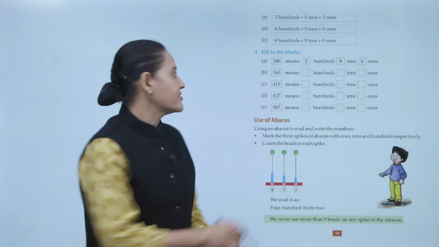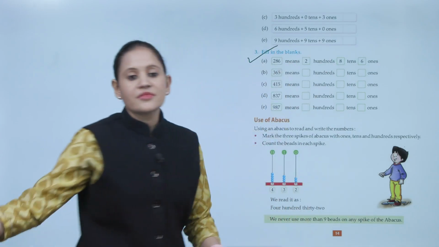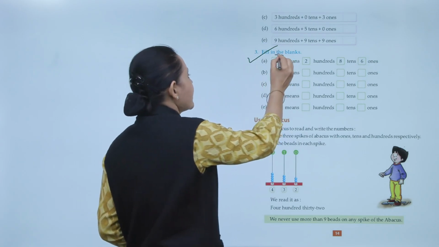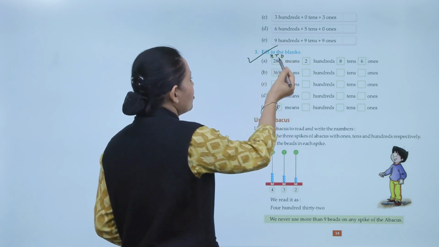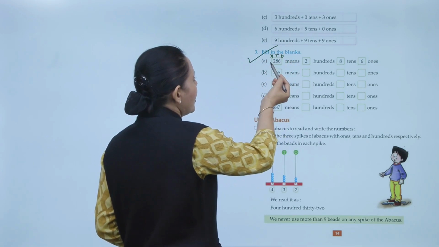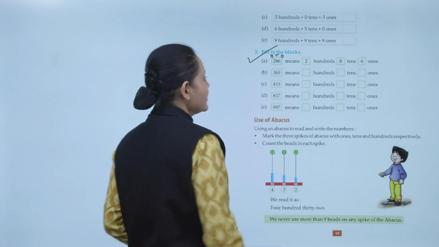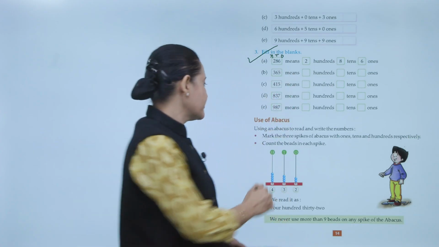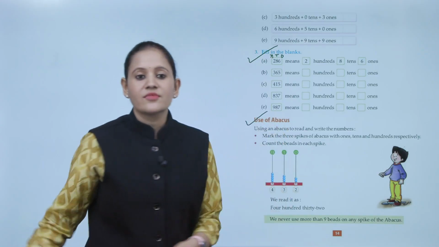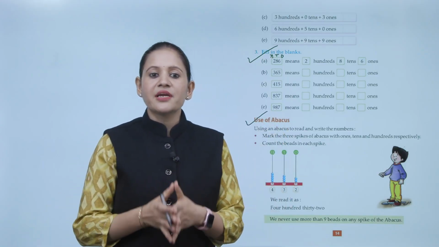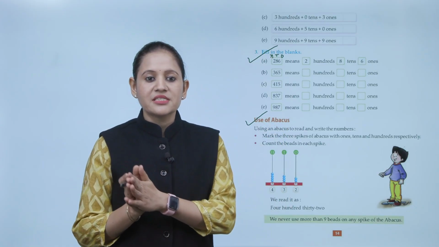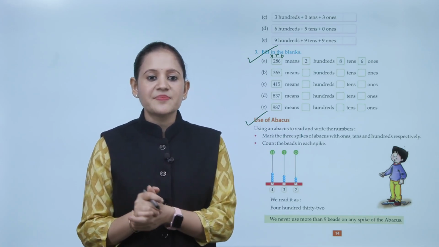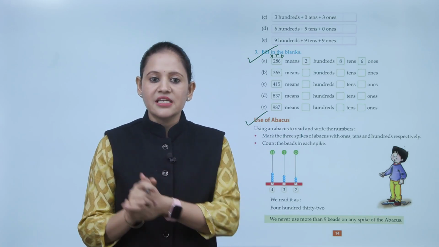Next is fill in the blanks. 286 means ones, tens and hundreds. So 2 hundreds, 8 tens and 6 ones. Clear? Next, use of abacus. Using an abacus to read and write the numbers. Mark the 3 spikes of abacus with the ones, tens and hundreds respectively. Count the beads in each spike.